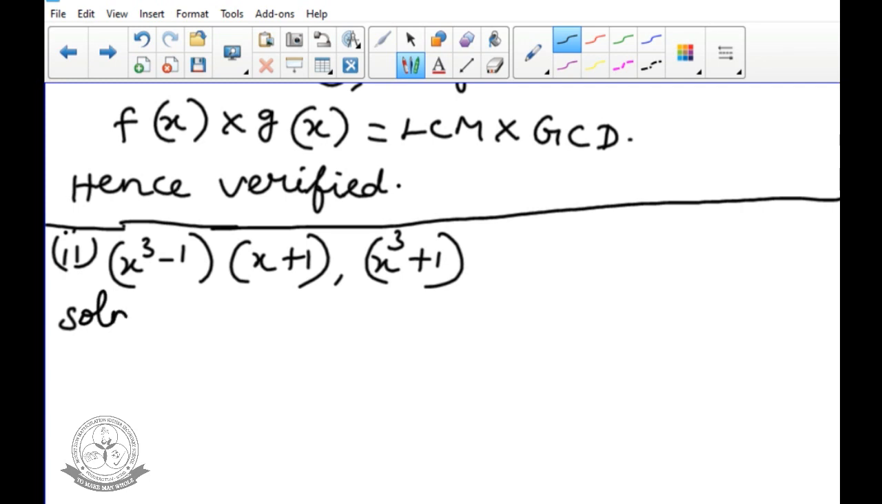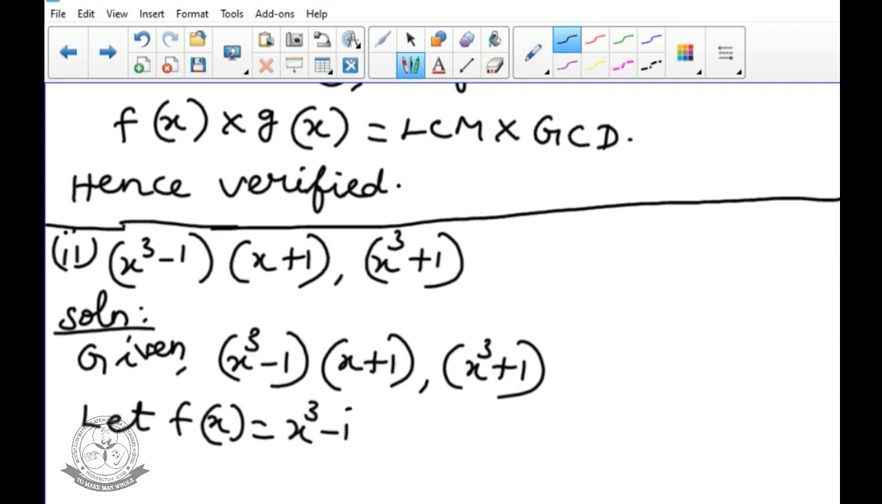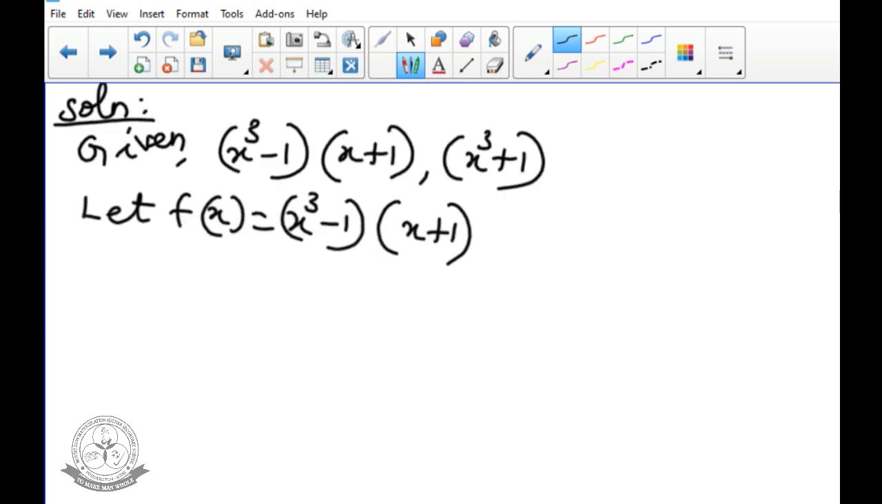First you have to write the given. What is given here? x cube minus 1 into x plus 1, comma, x cube plus 1. We have to assume the first term is f of x. Let f of x equal x cube minus 1 into x plus 1. This is the first term, f of x. The first one we can write as x cube minus 1 cube, into x plus 1.